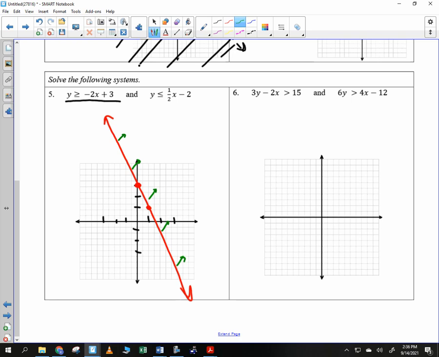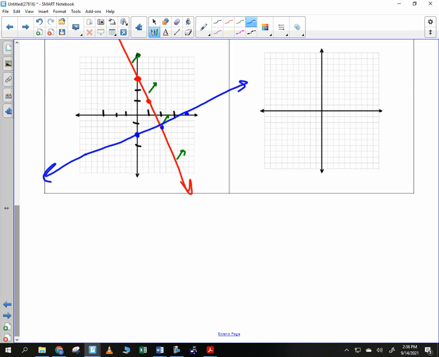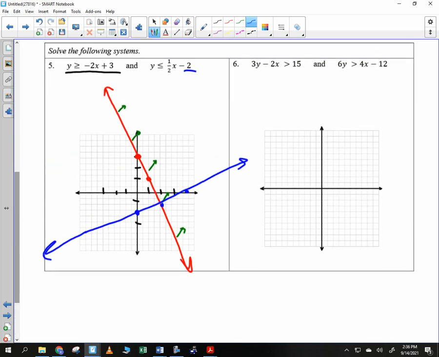I'm just going to make some arrows because that way I can decide which of the 4 areas I want to end up shading in the end. So y is less than or equal to 1/2 x minus 2. So I plot negative 2 for the y-intercept. And then up 1 and over 2. Up 1 and over 2. Solid or dashed? Good. And it says y is less than, so I shade down.